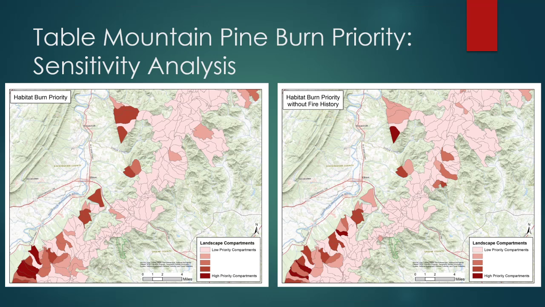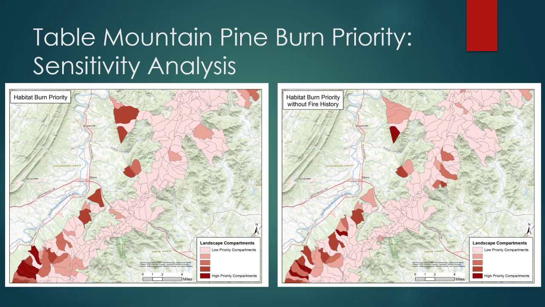Based on this, I chose to run an additional weighted overlay where I removed the fire history data completely. This resulted in a map where habitat is prioritized based on ideal site conditions and the current presence of Table Mountain pine in the landscape. The difference in the results of these two weighted overlays from a prescribed fire perspective would be the fire severity used to facilitate restoration efforts.